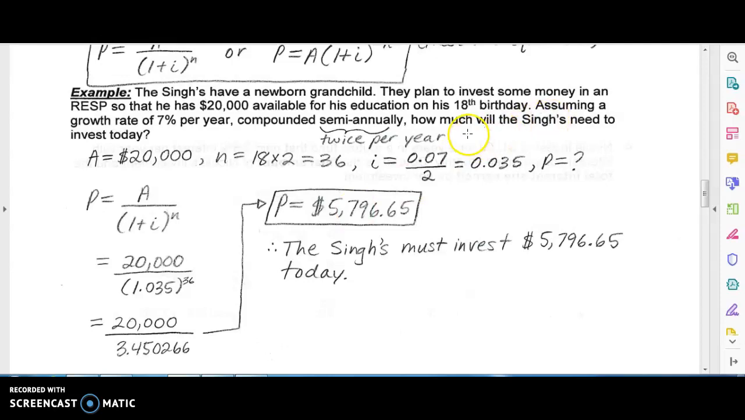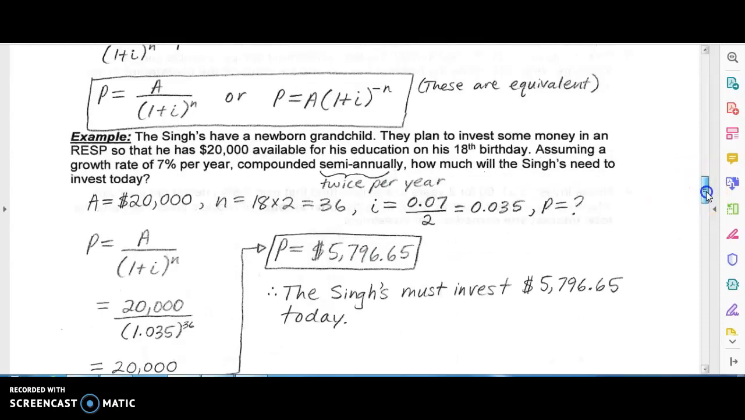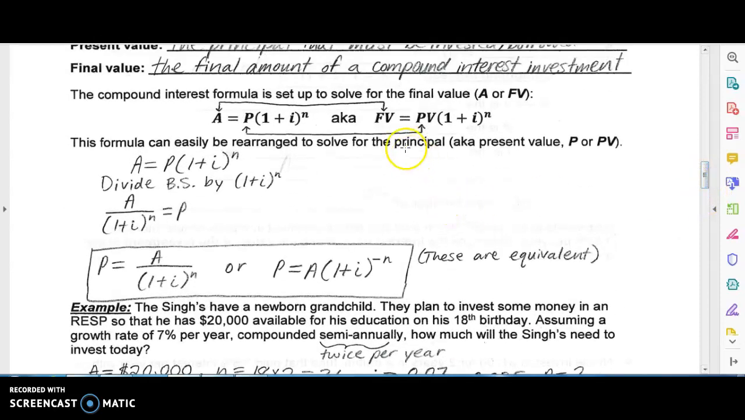So again, what does that mean? Remember, we're trying to solve for how much will the Singhs need to invest today. So this means the Singhs must invest $5,796.65 today in order for their investment to be worth $20,000 in 18 years. Okay, so if you're asked for present value or future value, it's the same formula as the compound interest. So just remember, future value is the A value, present value is the P value.